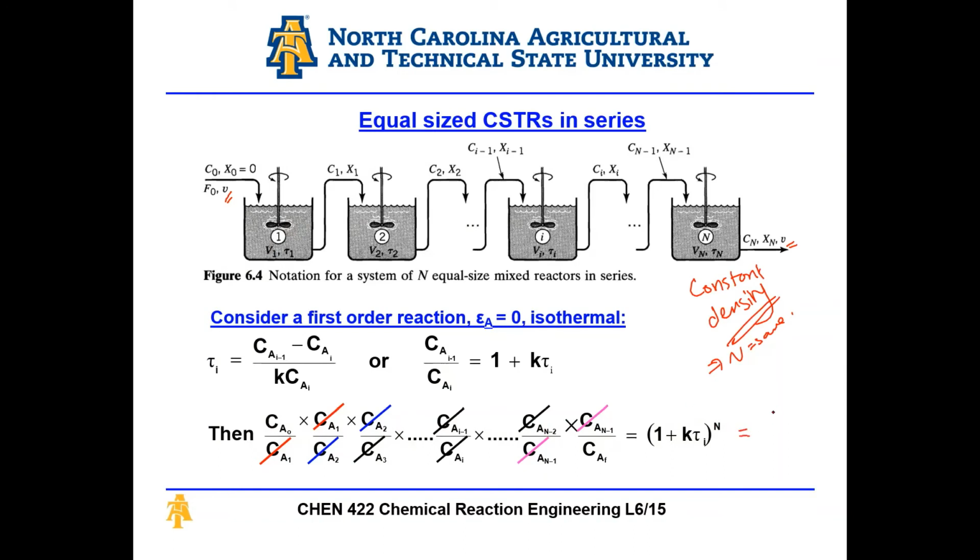this is equal to basically C_A0 over C_Af or C_An, whichever you want, because everything else cancels, and each one of these is equal to 1 plus k tau i, right? Each one of these is equal to 1 plus k tau i. So there's 1 plus k tau i, 1 plus k tau i, 1 plus k tau i. Multiply all of them, you get 1 plus k tau i to the n. Okay.